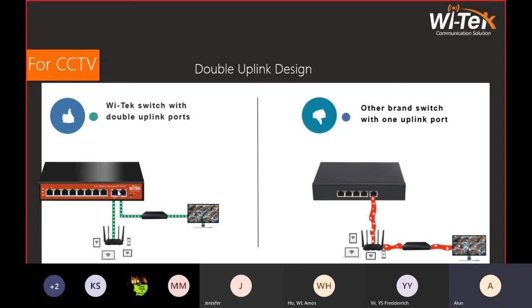But our design is a double uplink port. So one uplink port connects to the NVR directly, and one uplink port connects to the wireless router. And when your video is sent from the camera to the PoE switch, it will transmit directly from the uplink port to the NVR, with no delay, and it will make your video more stable.